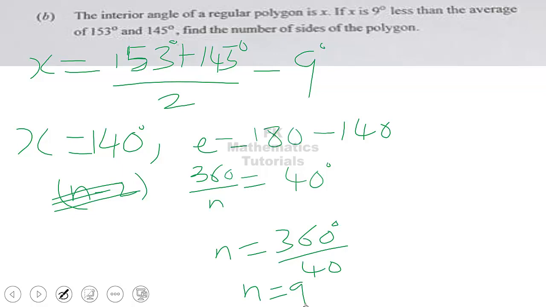You could have used n minus 2 times 180 over n. Then you solve for n. That will give you 9 as well.